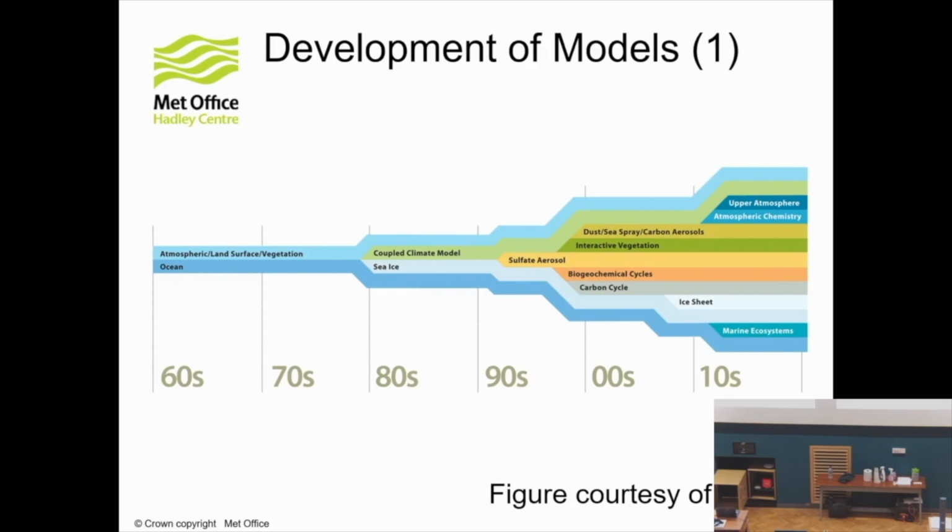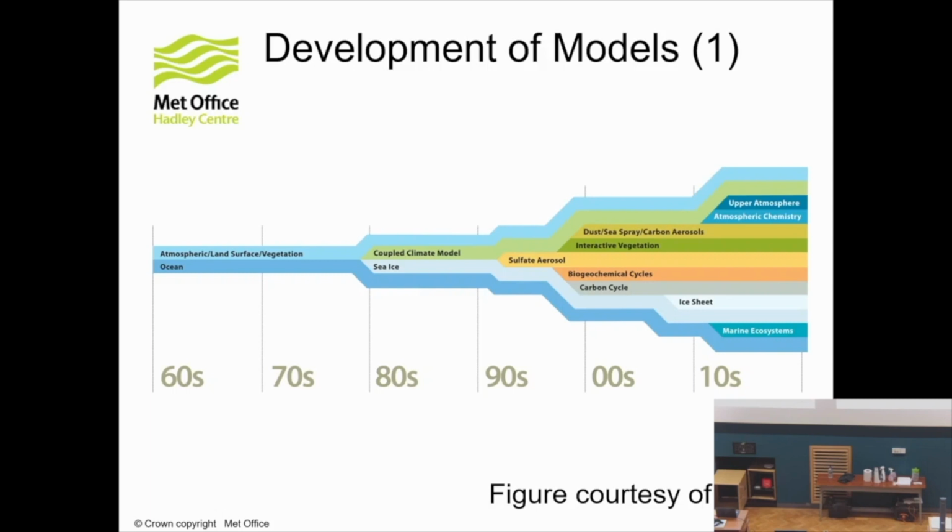So to begin with, models very much were either atmosphere only or ocean only. And then it was really in the 1980s that they started to couple the atmosphere and the ocean together. They started to add in the representation of sea ice. And then you'll see it was in the 1990s where they started to include aspects of composition. And they included sulfate aerosol because it's probably the single most important aerosol in terms of offsetting greenhouse gas warming. And of course, it was also relevant to things like acid rain as well.